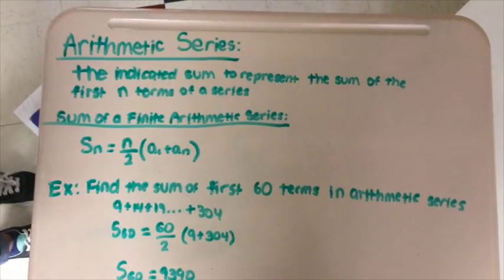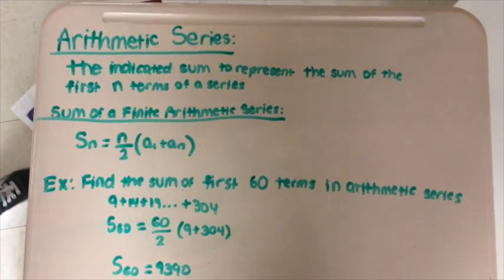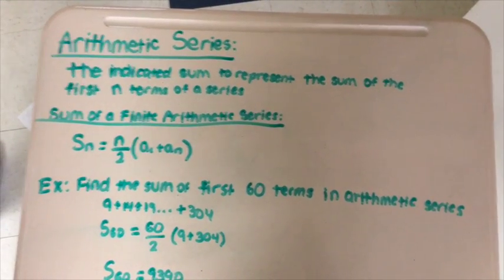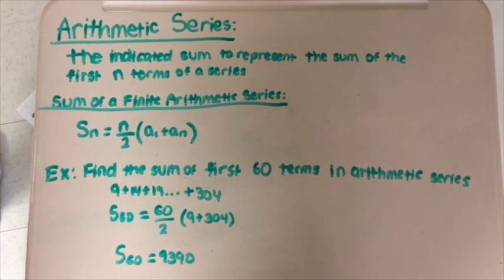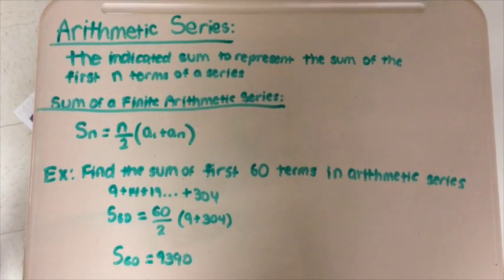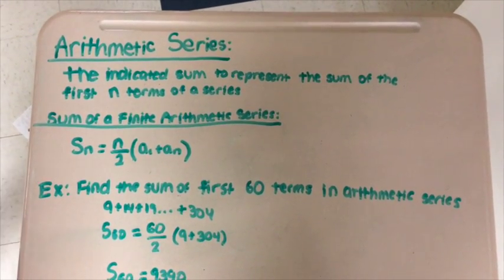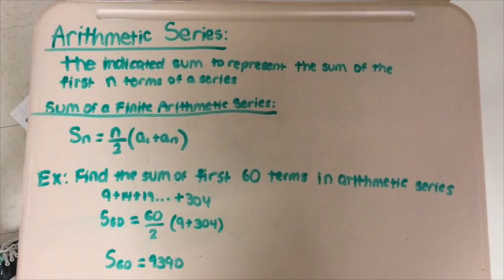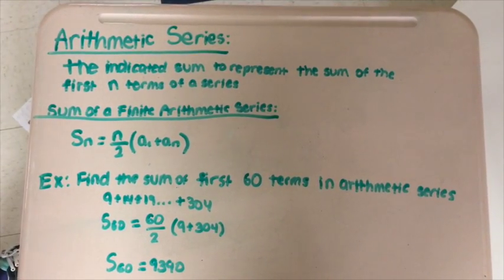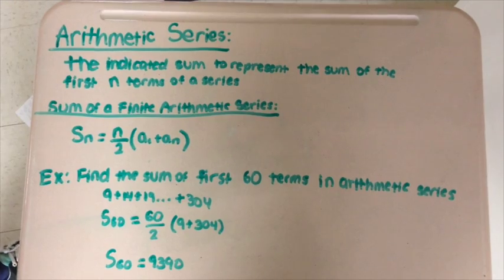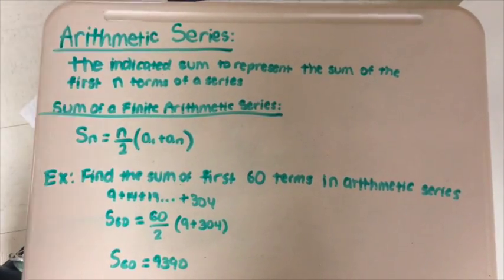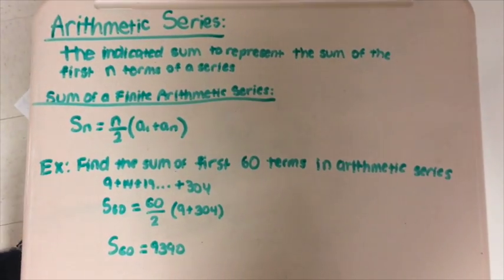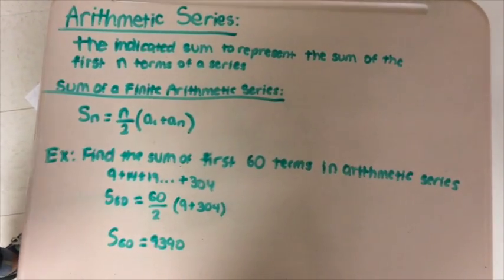This section is about arithmetic series. An arithmetic series is the indicated sum to represent the sum of the first n terms of a series. The basic formula for that is S of n is equal to n over 2 into a sub 1 plus a sub n. S of n is the sum of your series, and n is the number of terms you have in that series. A sub 1 is your initial term, and a sub n is back to your arithmetic sequences, so you use that formula to find a sub n.